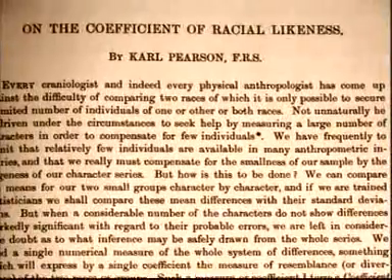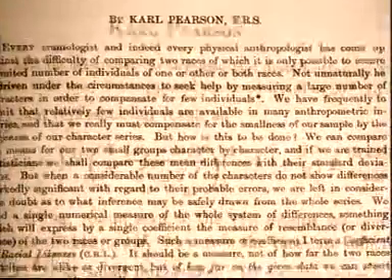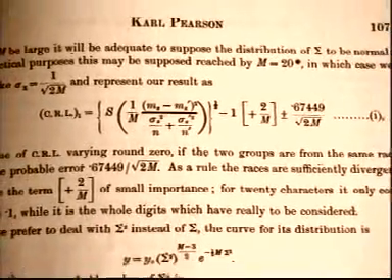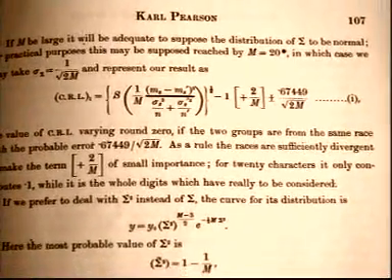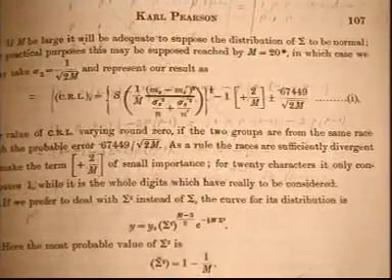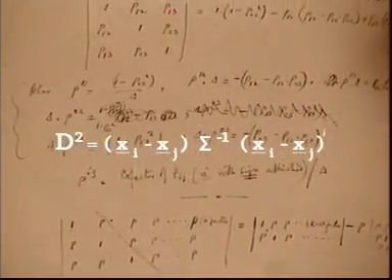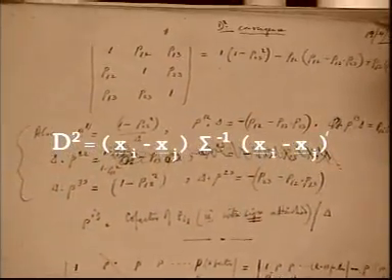In 1927, during a brief visit to Karl Pearson's laboratory in London, Mahalanobis found that the coefficient of racial likeness, a measure that Pearson had devised to study similarities between groups, was flawed because it failed to account for correlations, say between height and weight. This led Mahalanobis to invent his famous D-squared statistic, now known as the Mahalanobis distance in statistics literature.